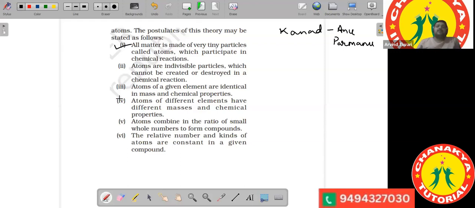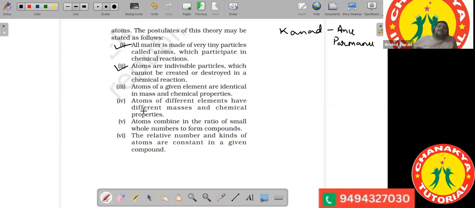Now, the second point states that atoms are indivisible particles. Indivisible particles means you cannot divide an atom further. Like yesterday we discussed that we can break an atom into electrons, protons and neutrons. But electrons, protons and neutrons do not have independent existence. They cannot exist independently. So atoms are indivisible particles. They cannot be divided further, and cannot be created or destroyed in a chemical reaction.